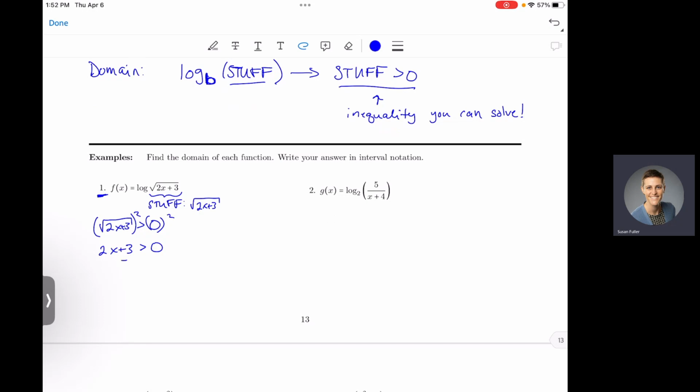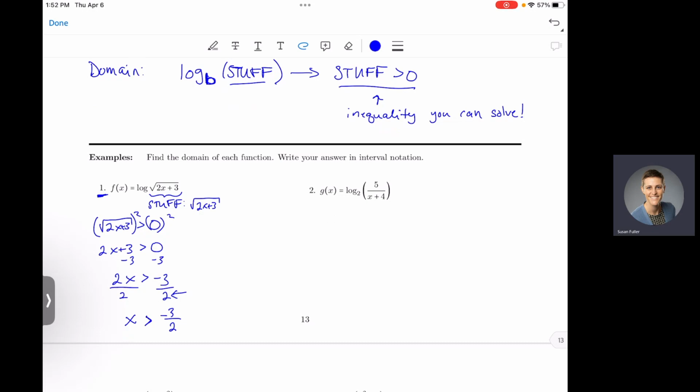And so now we're going to subtract 3 from both sides. 2x is greater than negative 3. And we're dividing by 2. So we've got x left over here, negative 3 halves over here. I'm dividing by a positive number, so we do not flip our inequality symbol. It's whether you're multiplying or dividing by a negative number that's when you flip it. But the number we're dividing by is positive, so we're going to leave it be.